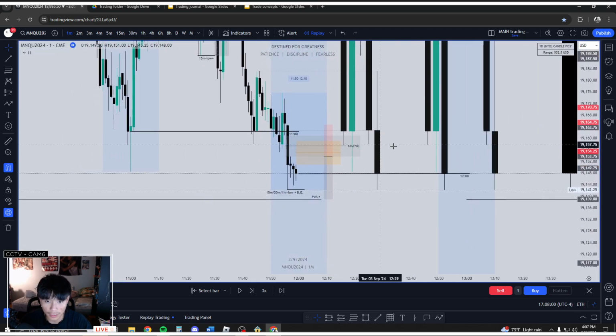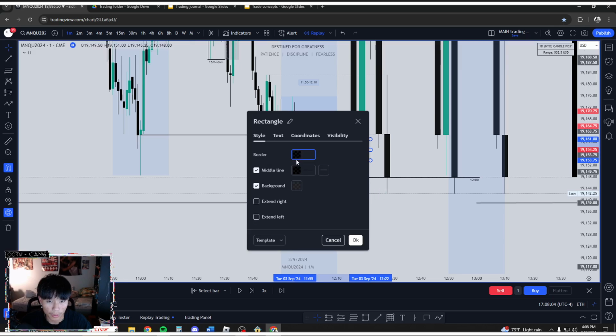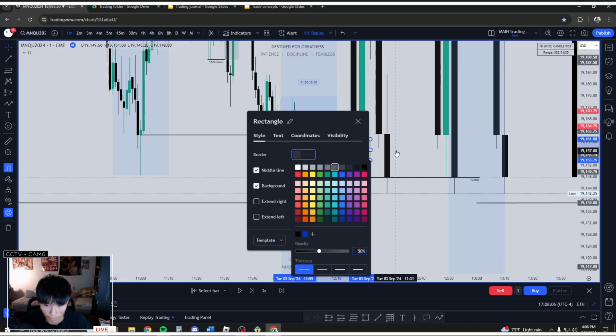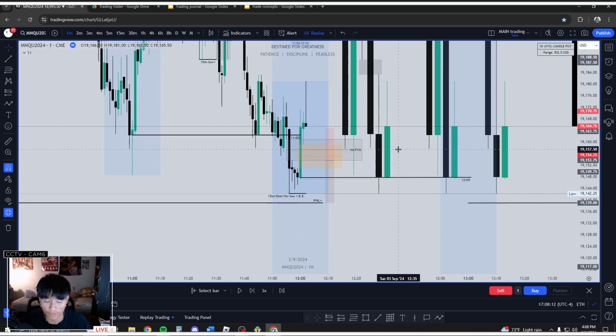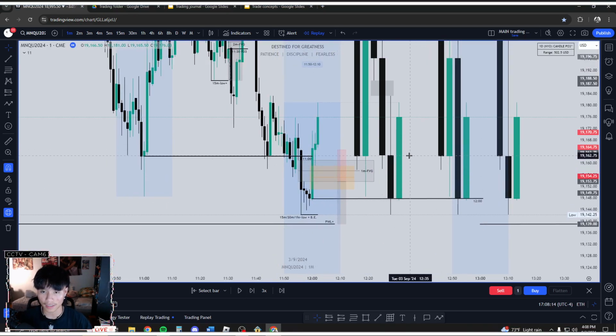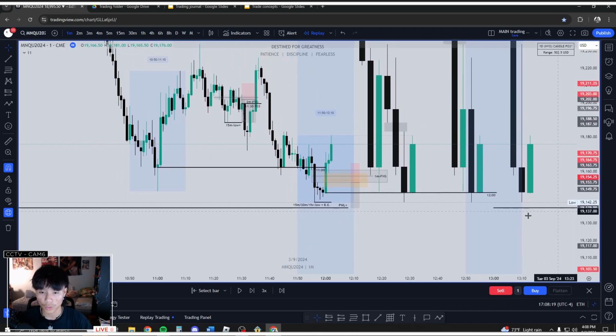So my first initial entry is at this 1-minute fair value gap. Let me put up the borders so you guys can see it a little bit clearer. But I take my entry at this 1-minute fair value gap, right? I'm entering this trade with full size because this is an A+ setup. We have time frame alignment: lower time frame order flow, lower time frame model is in alignment with the higher time frame order flow.